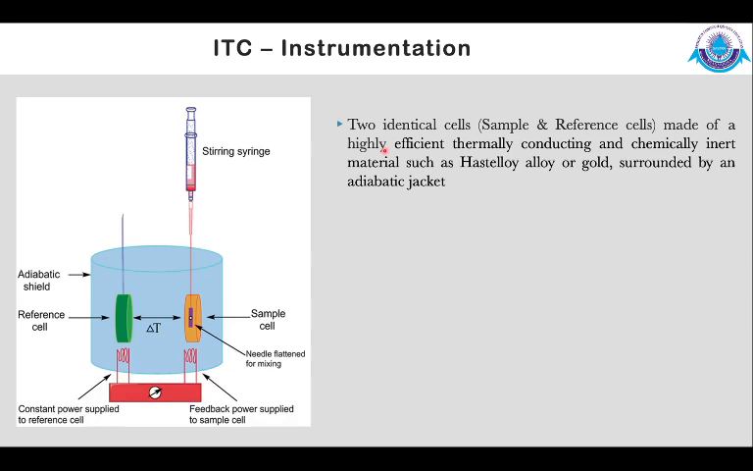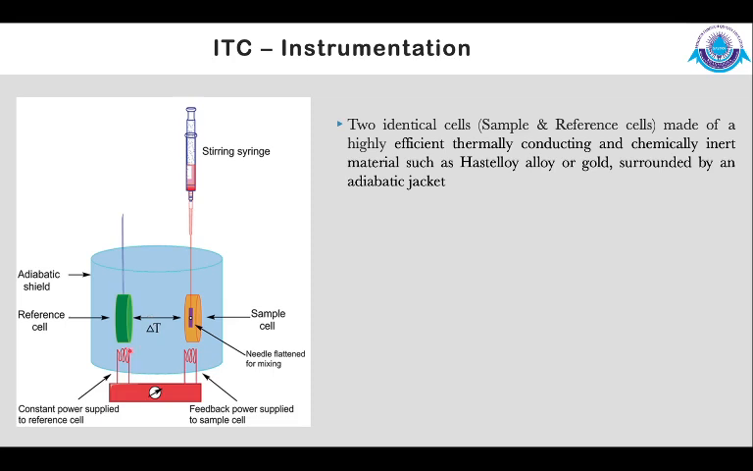Obviously you don't want the cell reacting with the substance, the reactants, and also they should be highly efficient thermal conductors, because we are measuring the heat energy exchange or release. So the cell material has to be highly thermally conducting. The materials commonly used are Hastelloy in the case of nano ITC, and you can also use gold. Both of them are enclosed in an adiabatic jacket.